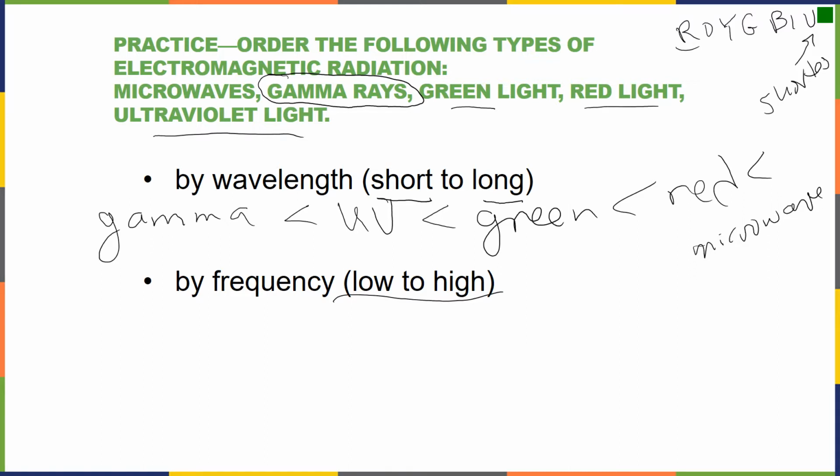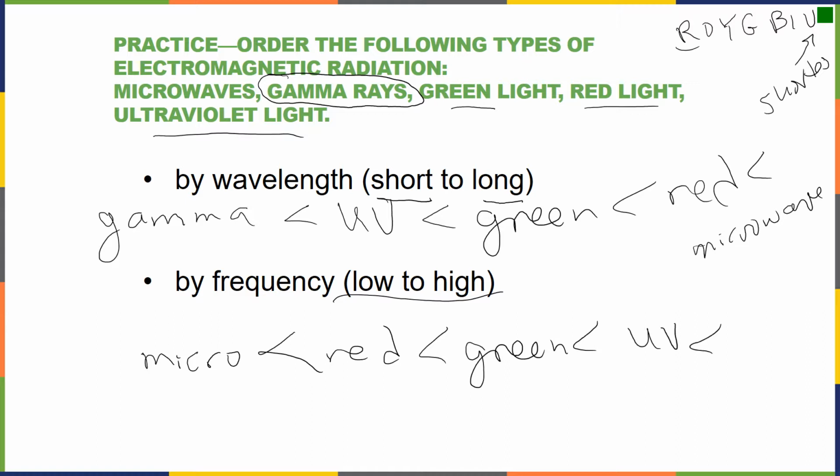Now, the longer the wavelength, the lower the frequency, so it is going to be the exact reverse. It is going to be micro. It's going to have a lower frequency than a red, which is lower than green, which is lower than ultraviolet, which is lower than gamma.